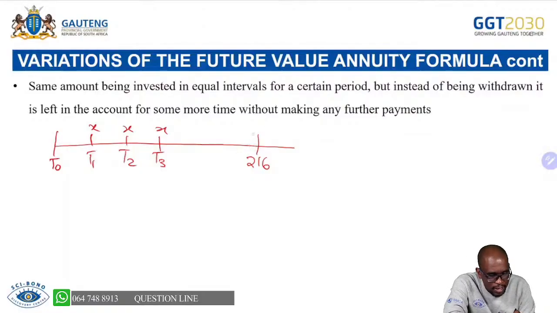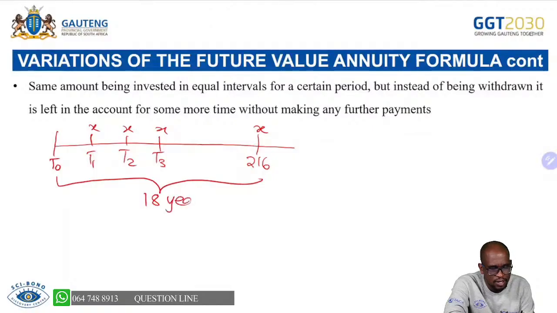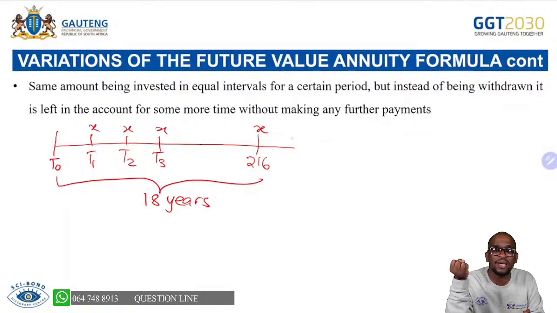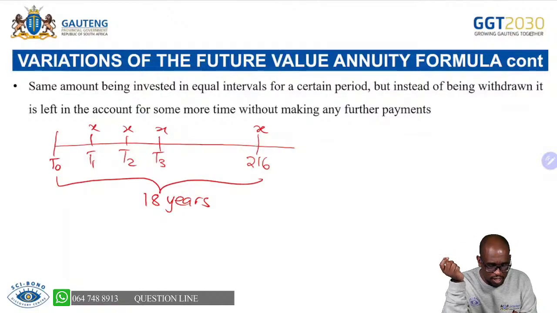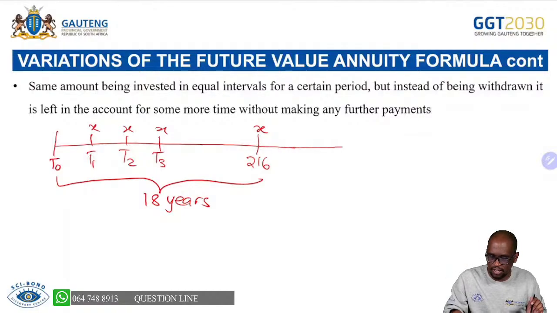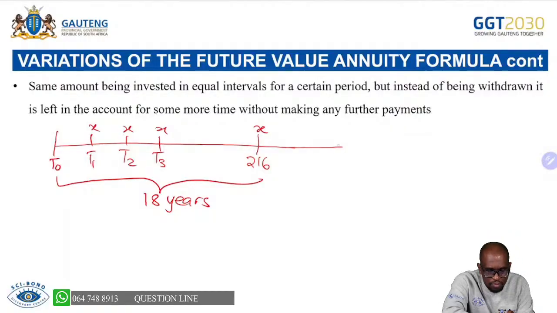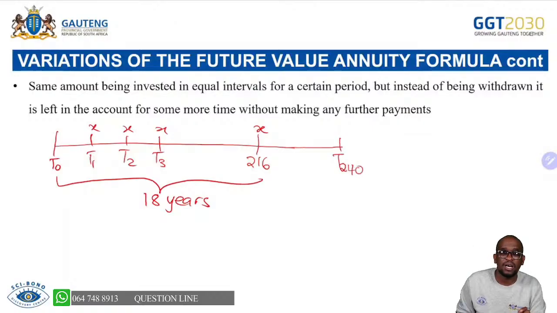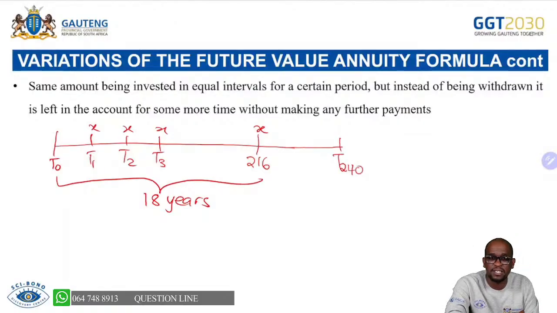So at 216, that is after 18 years. This is my 18 years, all right? I decide to say, okay, because he did not make it in 18 years, maybe he made it 2 years after 18, all right? Maybe he's in matric 2 years after 18 years, all right? So a further 2 years.